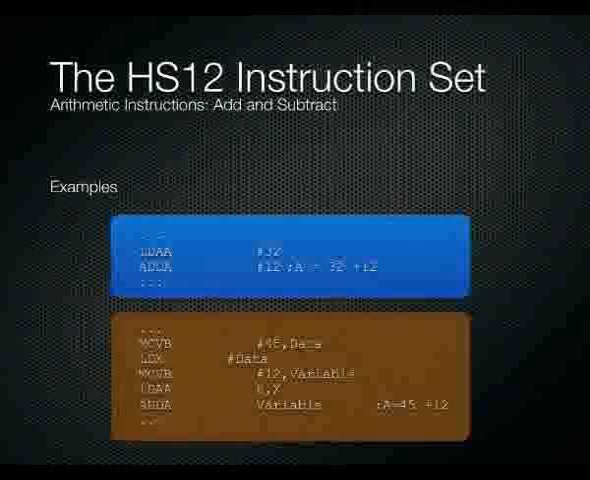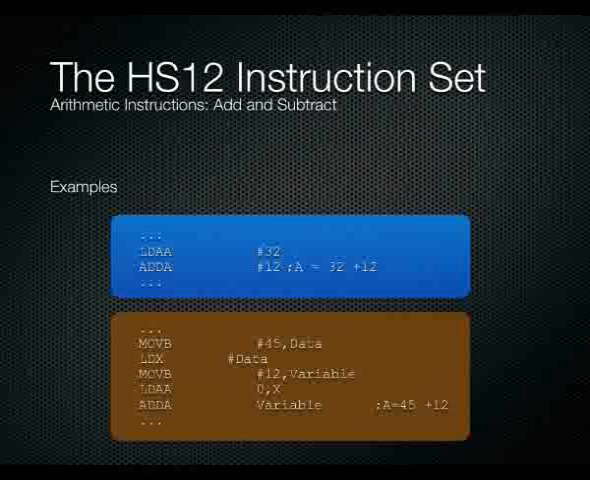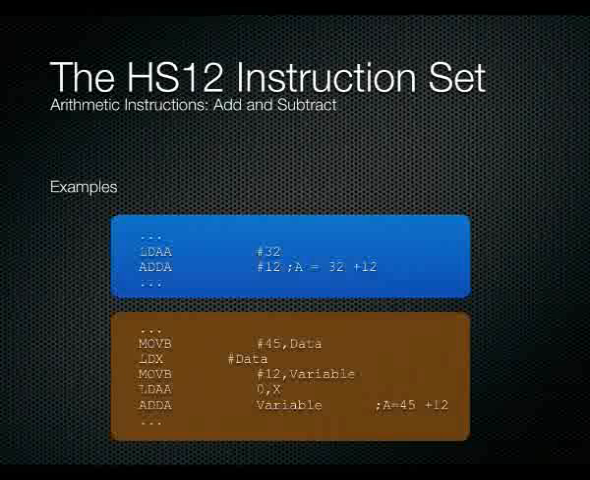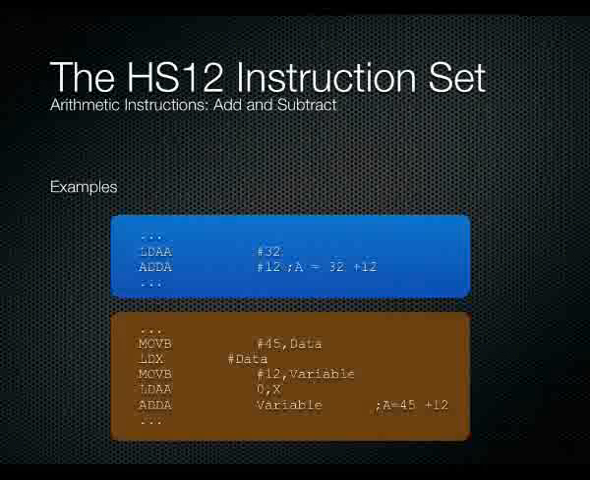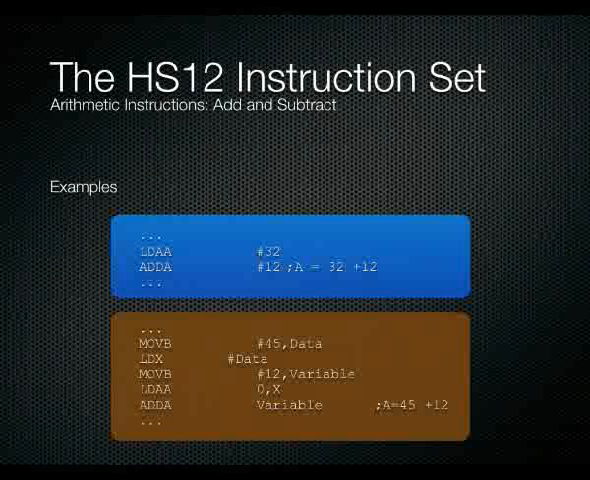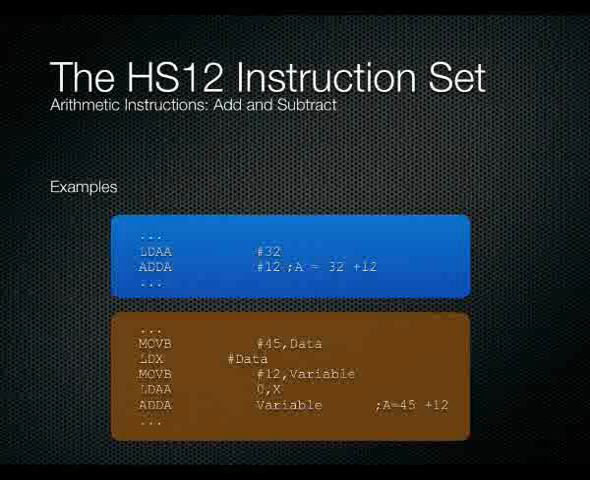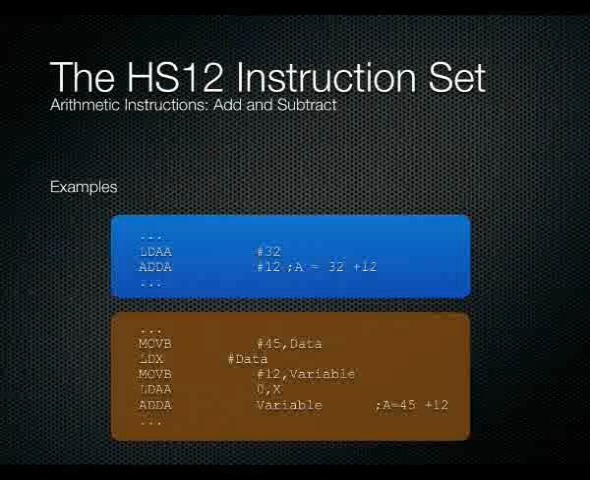To give you an example of using these instructions, I've given you a simple example in blue and a slightly more roundabout, complex example in brown. In the blue example, we load accumulator A with the decimal value of 32, and we add to accumulator A the value of 12. Therefore accumulator A will hold the result, 32 plus 12, which is 44.